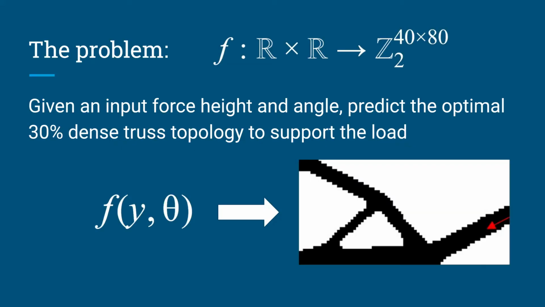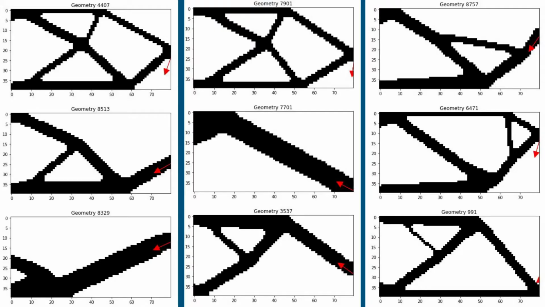The project that I worked on is, given an input force height and angle, as shown by the red vector there, finds the optimal truss to support that load. In this case here, the trusses are represented by a 40 by 80 grid of ones and zeros. Here is a sampling from the training data just to see what the trusses can look like.